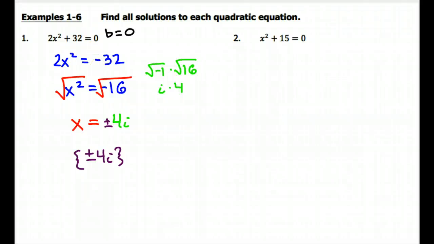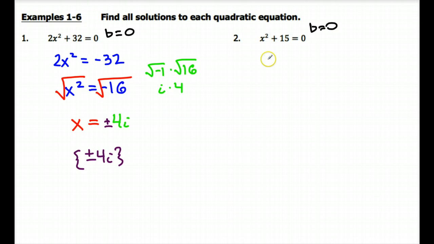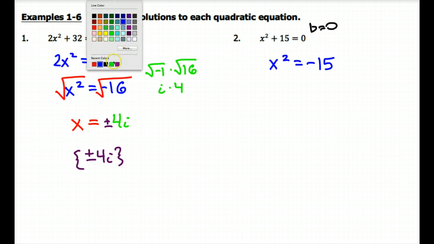For number 2, we're going to do the same thing because in this case, again, b is equal to 0. So I'm going to isolate x squared, which is going to be just one step right here, subtract 15 from both sides. So I get x squared equals negative 15. And now I will take the square root of both sides.